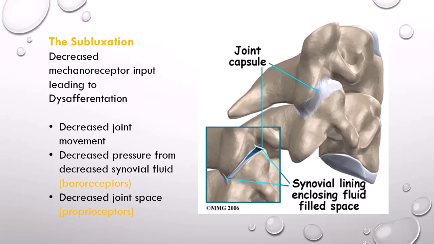Finally, if we have decreased synovial fluid, the joint space is going to be smaller, and therefore we have decreased stimulation of the proprioceptors, which is another decrease of mechanoreceptor input coming from that joint into the posterior horn of the cord. Remember how we said we have decreased mechanoreception, we're going to have increased nociception, or the sensation of pain. This is how the subluxation can cause decreased mechanoreception, thereby causing increased pain, amongst many other things.